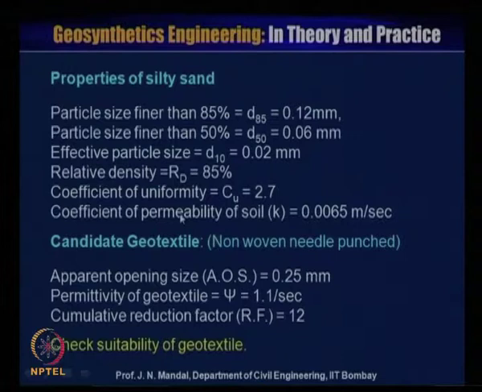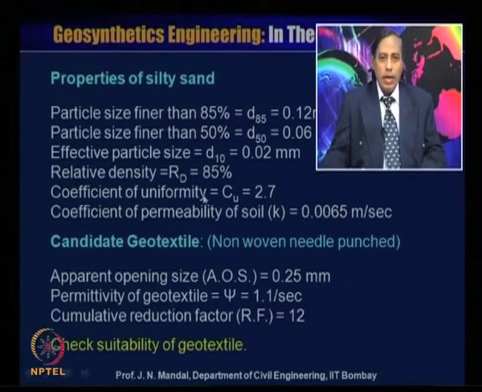The properties of the silty sand are given: particle size finer than 85%, D85, is 0.12 millimeter; particle size finer than 50%, D50, is equal to 0.06 millimeter; effective particle size D10 is equal to 0.02 millimeter; relative density RD is 85%; coefficient of uniformity Cu is equal to 2.7; coefficient of permeability of the soil K is equal to 0.0065 meter per second.